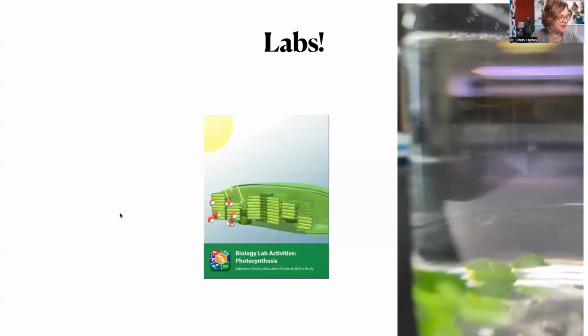All right. So we might think about labs, right? What are we going to do to have the students have a hands-on experience? And this was one of these kind of crazy experiences where I was thinking, okay, the lab I do is this spinach leaf thing. And then I open the Visible Body handout, which I did not write, and it's the same lab.